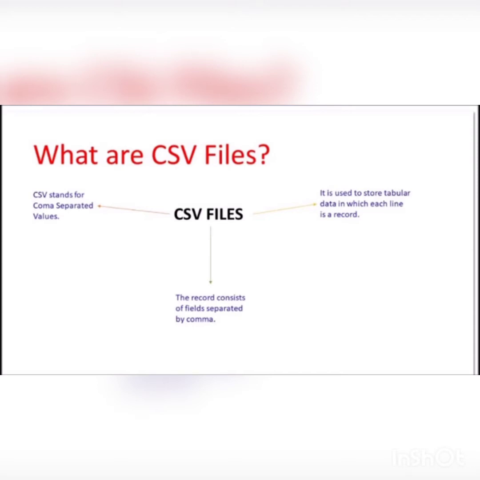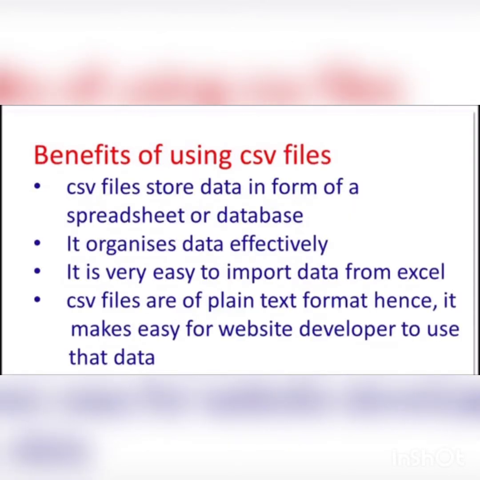It is used to store tabular data in which each line is a record. The record consists of fields separated by commas. Now how will we use a CSV file? To work with a CSV file, we have to import a module, that is the csv module. So why are we using these CSV files? What is the benefit of using a CSV file? We were already working with text files, then we started working with binary files. Now why are we working with CSV files?